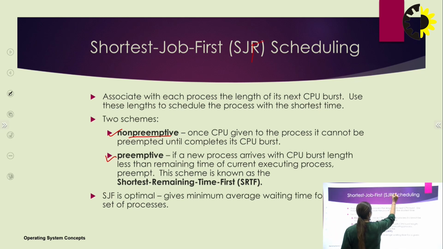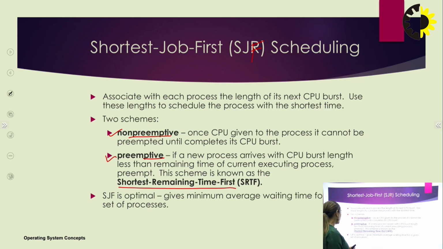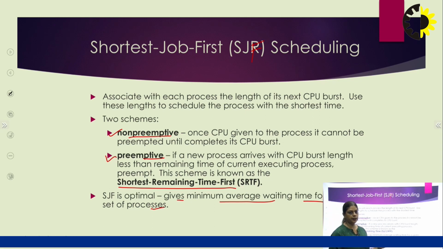This is SJF, shortest job first. Preemptive scheduling is where we can stop in between if another process arrives which is shorter than the remaining time of the first one. That is called preemptive SJF, or shortest remaining time first. Now, SJF is optimal and gives minimum average waiting time for a given set of processes. We have found that this way of scheduling is better than first come first served.